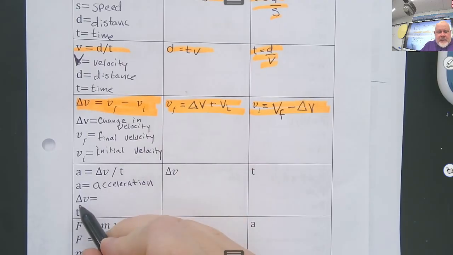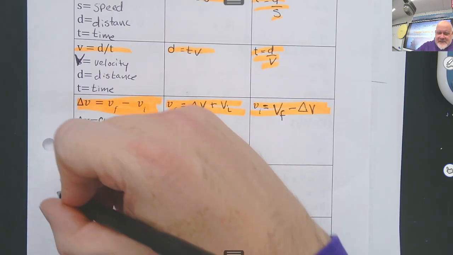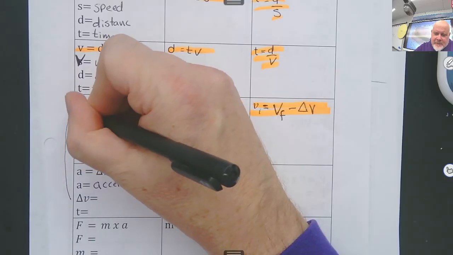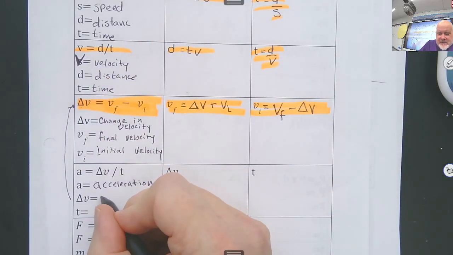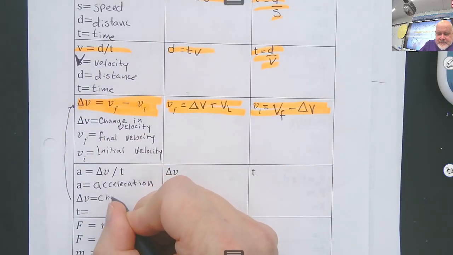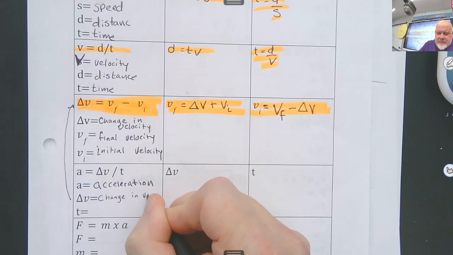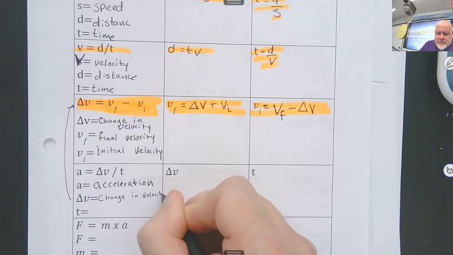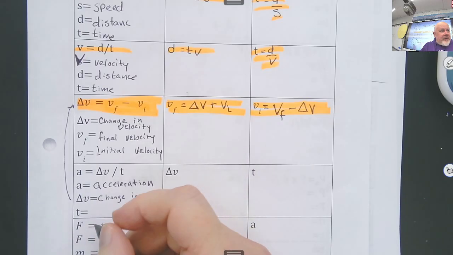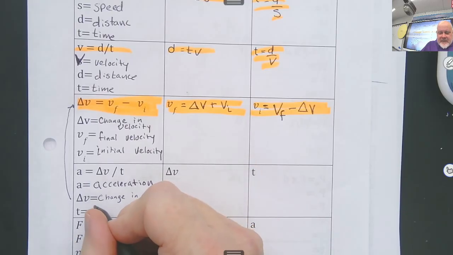Change in velocity, change in v, that's your change in velocity. This is the same thing that we just saw for here, all right? So this just means change in velocity. And of course, t stands for time.